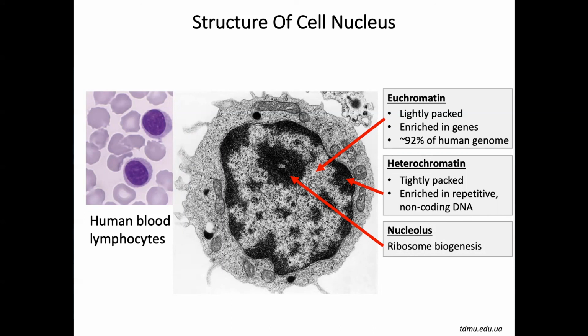But in many cancer cells, the nucleoli are much larger and more visible than in normal cells because the cancer cells need more proteins to proliferate, right? So this is actually one of the characteristics of malignancy.